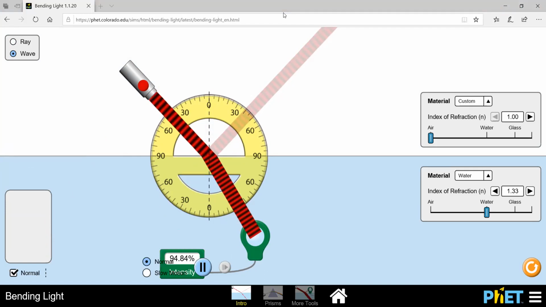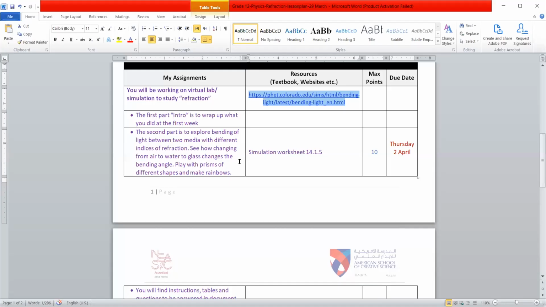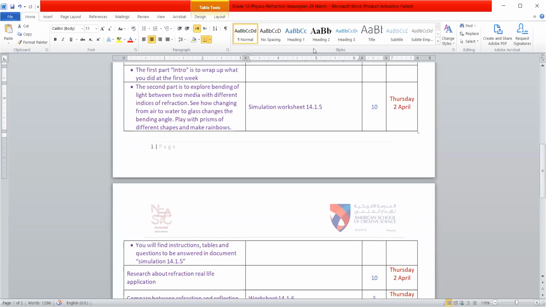lesson plan. You will find here in assignments that in the first part you have an introduction to review what we studied. In the second part is to explain bending of light between two media with different indices of refraction. See how changing from air to water to glass changes the bending angle. Then you can play with prisms of different shapes and make rainbows.